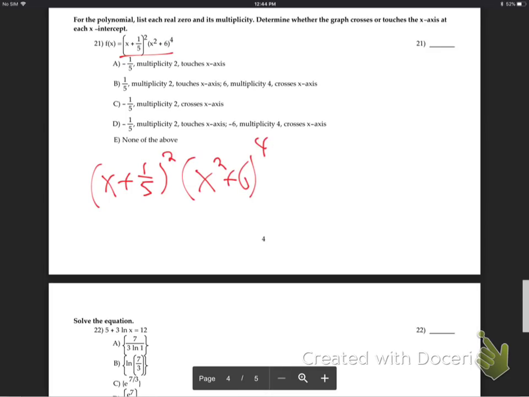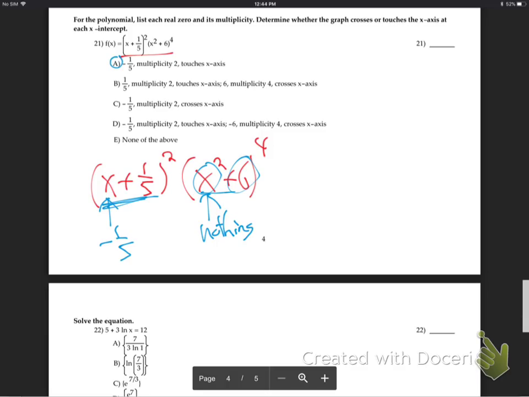Okay. So, this part right here, what makes it 0? Plug in negative 1/5. Now this part here, what do you plug in for that one to make it 0? Nothing. Good. Does everybody see that? Because anything you plug in squared is going to be positive. Add 6, it won't be 0. It's got to be positive. So there's nothing. So negative 1/5 alone.